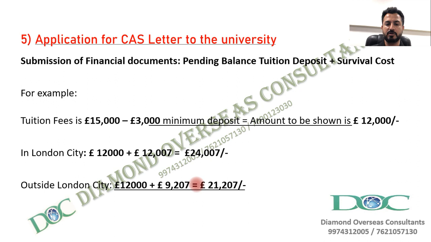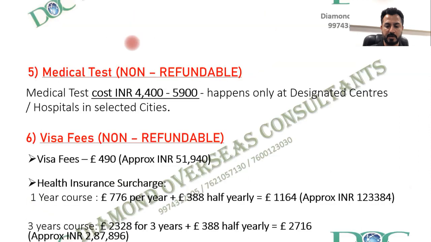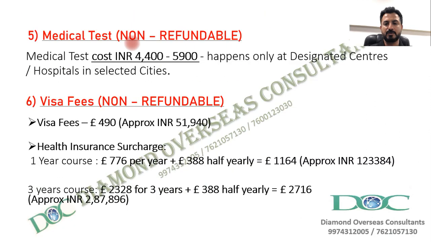Once you submit your tuition deposit and your financial documents, the university will verify the documentation. If the university feels they want to take an interview again, they'll take an interview again to verify all of your funds. Once everything is verified and they are satisfied that your documentation is valid and authentic, they'll issue you a CAS letter. Once you have your CAS letter in hand, this is when you start preparing for your visa application.